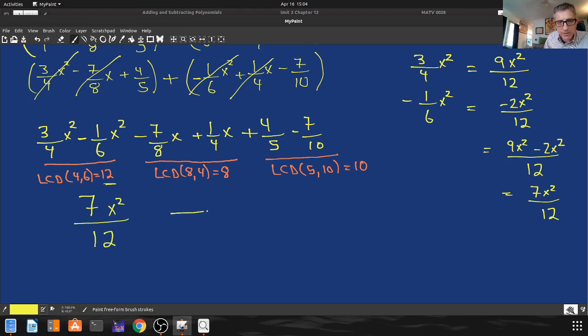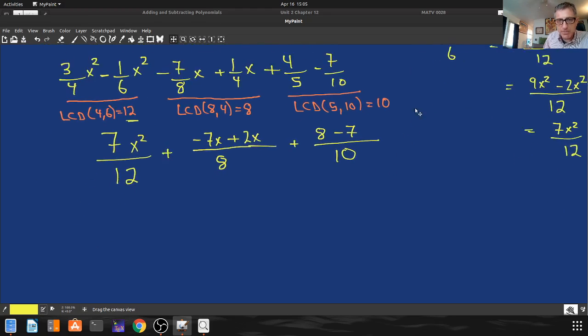But over here, I'm just going to add my plus here. My LCD is 8. So minus 7/8 x is minus 7x. 8 divided by 4 is 2. 2 times 1x is plus 2x. Over here, I'm going to add a plus. My LCD is 10. 10 divided by 5 is 2. 2 times 4 is 8. 10 divided by 10 is 1. 1 times minus 7 is minus 7.